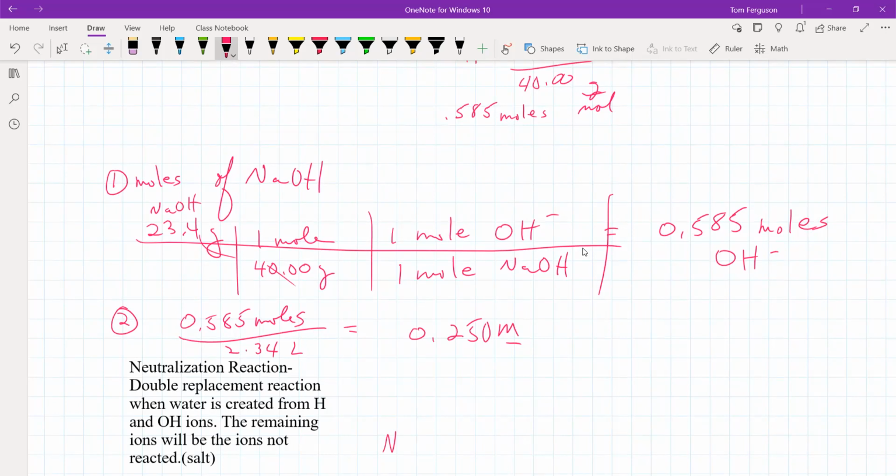So that's basically calculating the concentration of hydrogen ion and hydroxide ion, knowing the moles of either acid or base we've got.